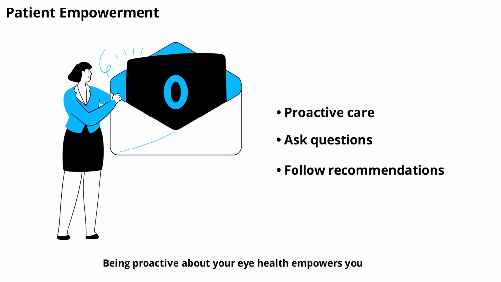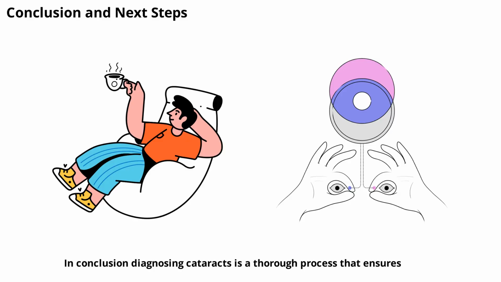Being proactive about your eye health empowers you to make the best decisions for your vision. Understanding the diagnostic process, asking questions, and following your doctor's recommendations are all important steps in managing cataracts and maintaining your quality of life. In conclusion, diagnosing cataracts is a thorough process that ensures you receive the right care at the right time.